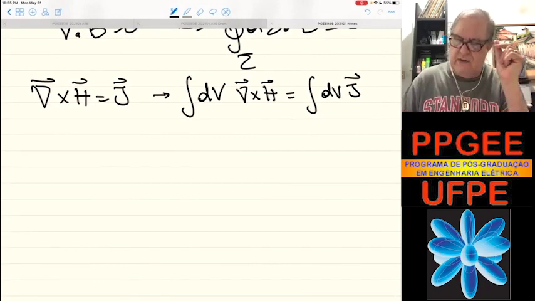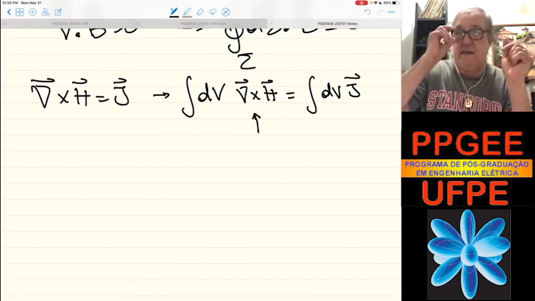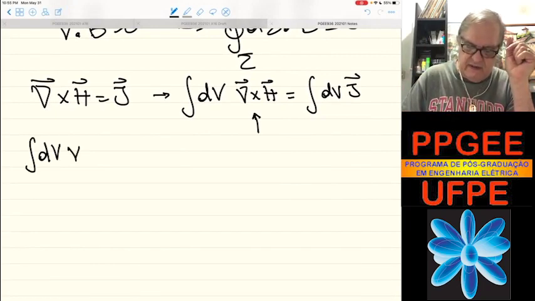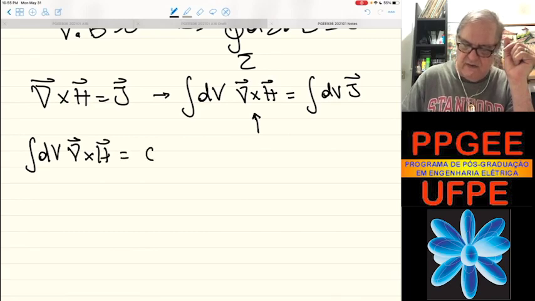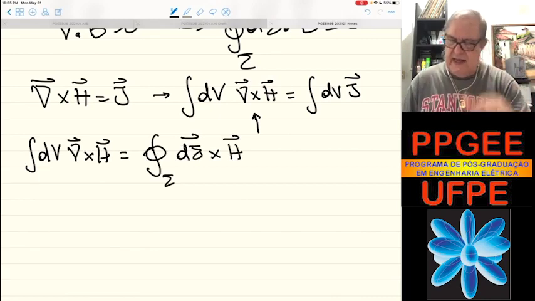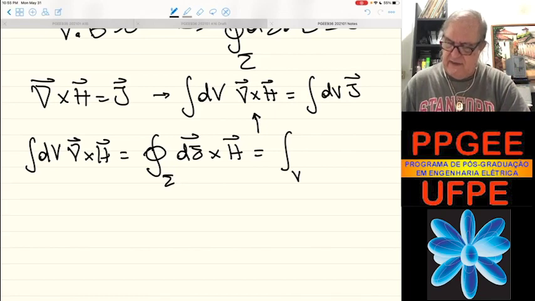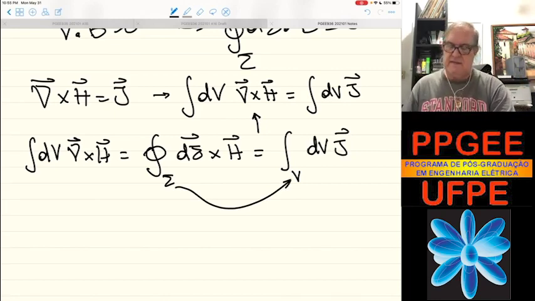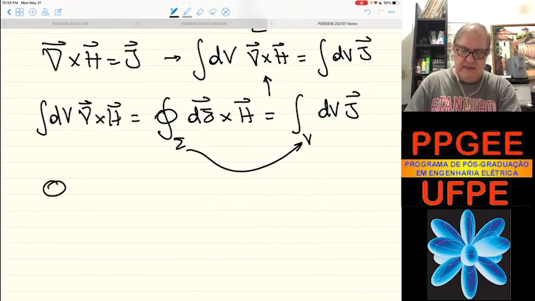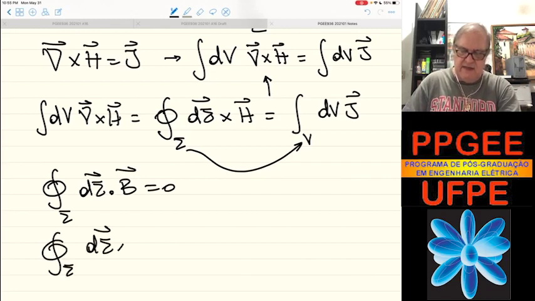And then we can use this relationship, that integral theorem: the volume integral of the curl of H equals the surface integral of sigma cross H. So we also have this different integral here, okay? Sigma is the surface that limits V. So we're going to use those two equations: the surface integral of sigma dot B equals 0, and the surface integral of sigma cross H equals the volume integral of J.